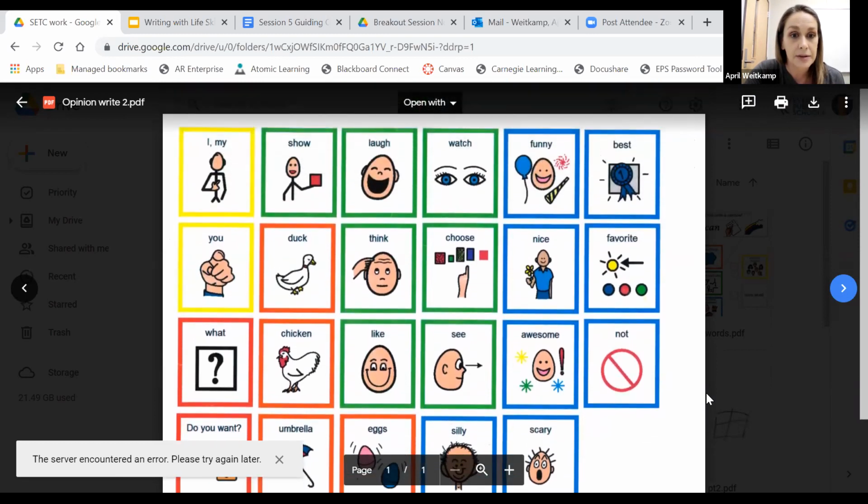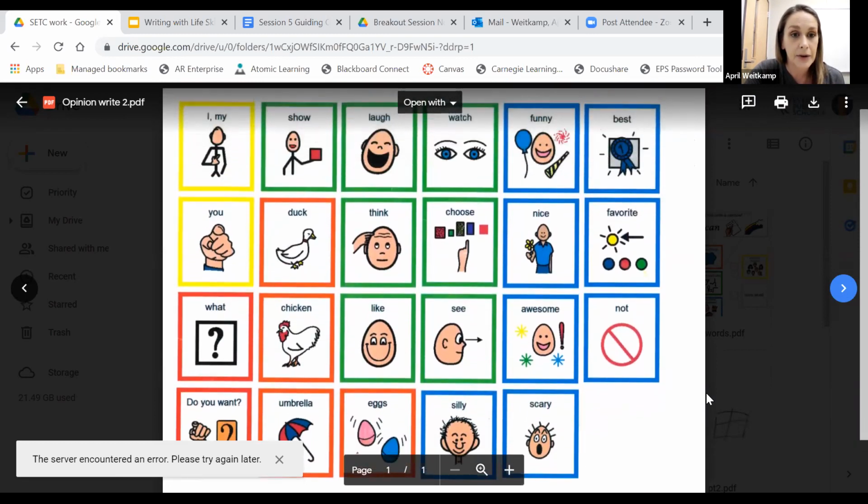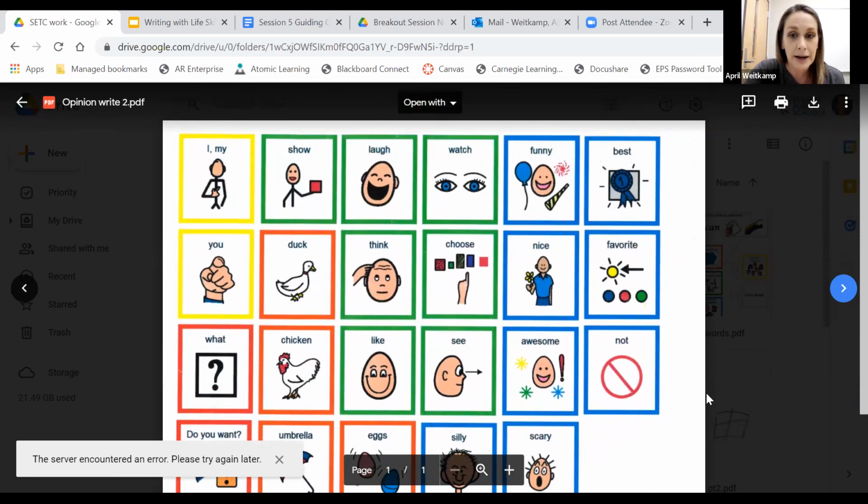All the different components. My nouns are going to be orange, my pronouns are yellow, action words are green, describing words are blue. You can pick your color coding method. I don't know that it really matters. We just had, as a group, agreed that that was the one that we were the most familiar with. And if you look at any and all different communication systems, they all kind of have their own. Most of the research now shows that it doesn't really matter. The color coding more helps grown-ups than it does the kids.